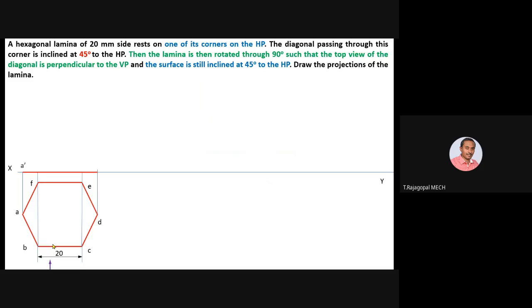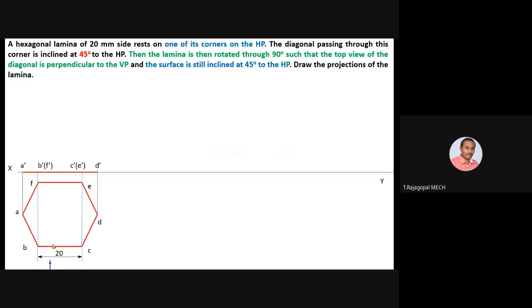Okay. And A dash, correspondingly B dash is visible, F dash is invisible, C dash is visible, E dash is invisible and should be represented in brackets, then D dash. So our simple position of this problem is completed.